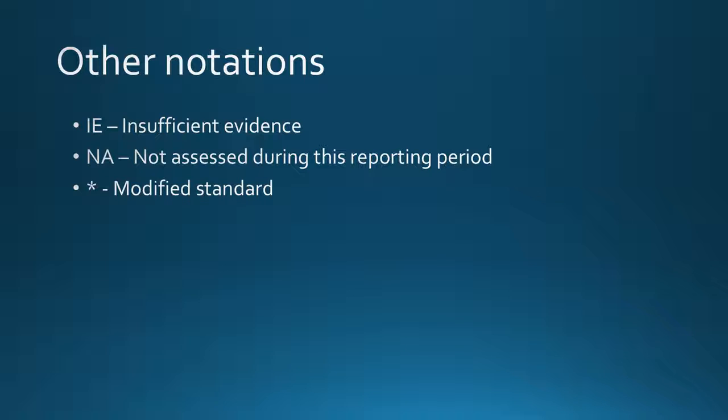And if there is an asterisk by the number, that means it's a modified standard. And what that means is the student is on an IEP. So they may be earning, for example, a 3, meeting standards, but it may not be the grade level standard. It would be the standard that they're working on in their IEP.